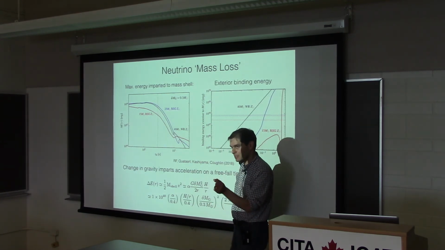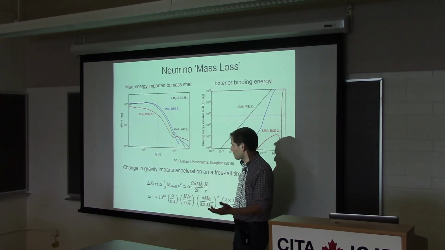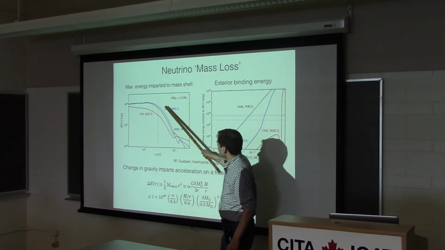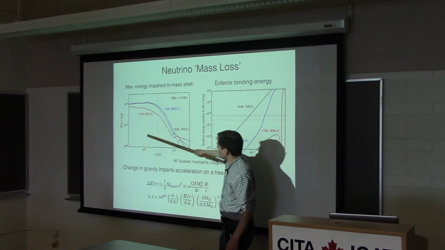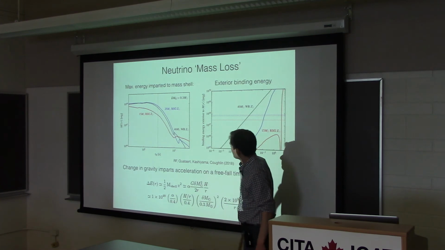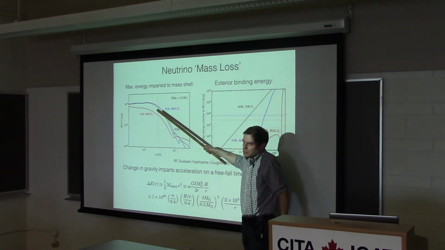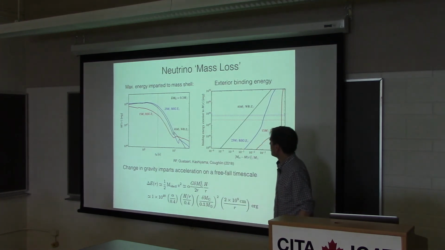where this free fall time is equal to a fiducial neutrino cooling time of a few seconds. And then it's about constant. It depends on the properties of the mass enclosed inside the radius. This is about the edge of the iron core. So this is the characteristic energy one can impart to the star in this way.